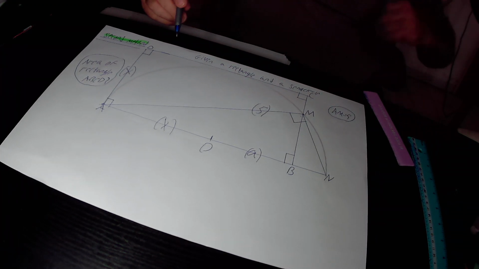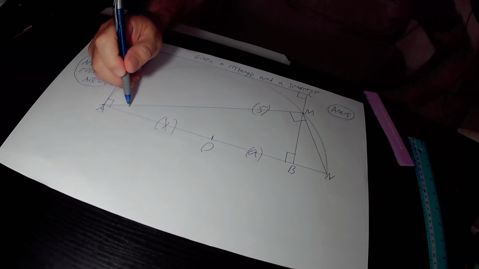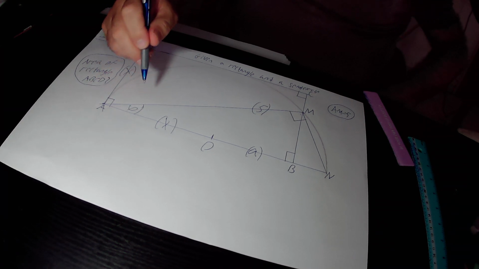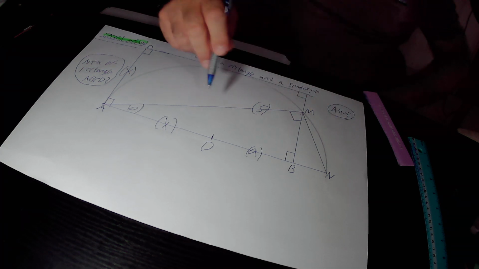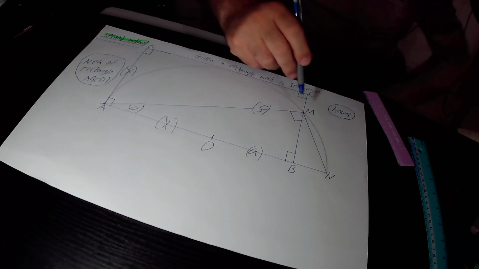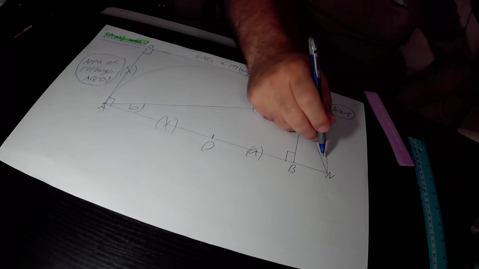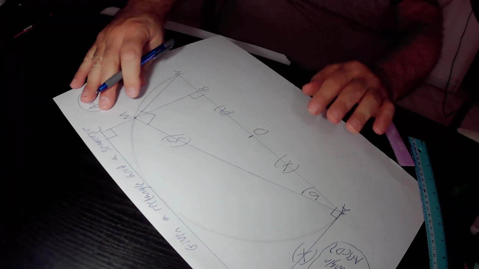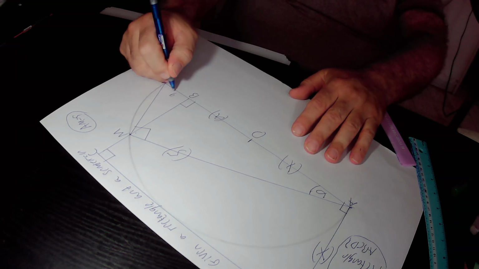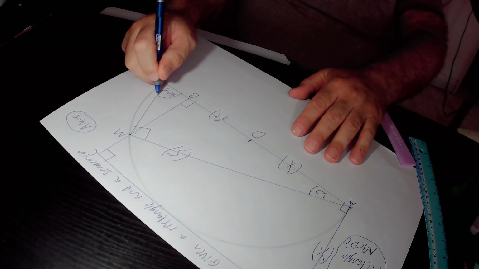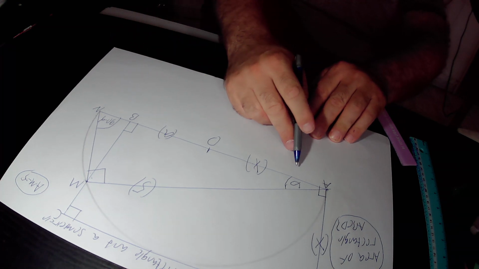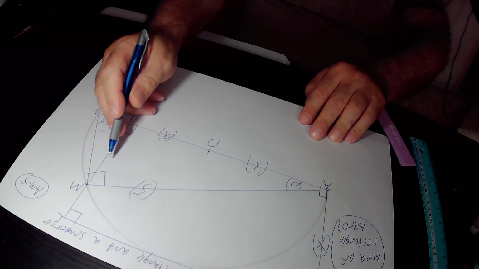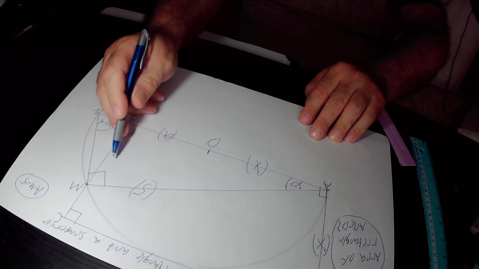The next step, we define this angle as alpha, and we focus on this right triangle AMN. In this right triangle AMN, this angle equals alpha, this angle equals 90 degrees, and therefore this third missing angle must be equal to 90 degrees minus alpha. Why? Because 90 degrees minus alpha plus alpha is 90 degrees, and 90 degrees plus 90 degrees is equal to 180 degrees. That is the sum of the angles in a triangle.